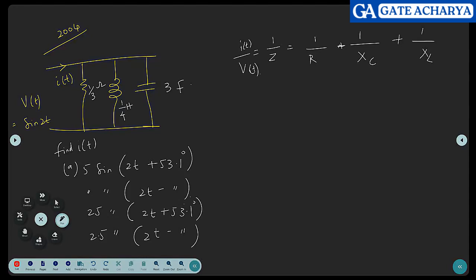XC means 1 by j omega C. XL means j omega L. It is not 1 by L, 1 by C. It is 1 by XC, 1 by XL. Be careful with it. Usual mistake, don't do it.